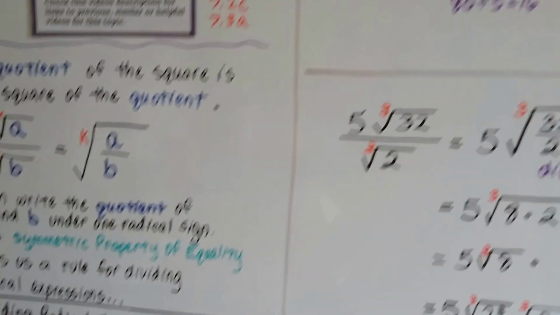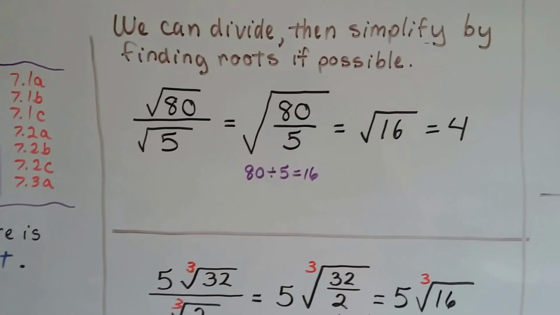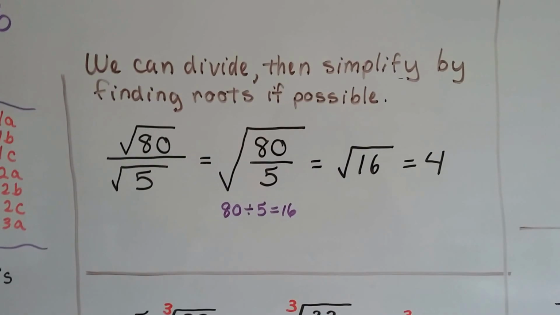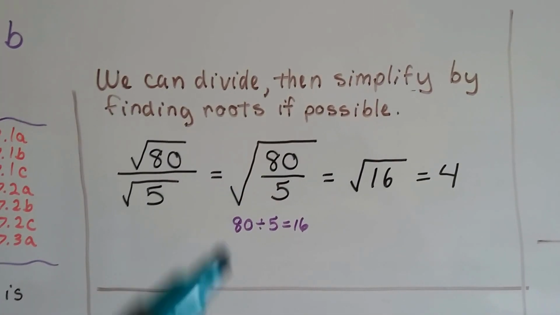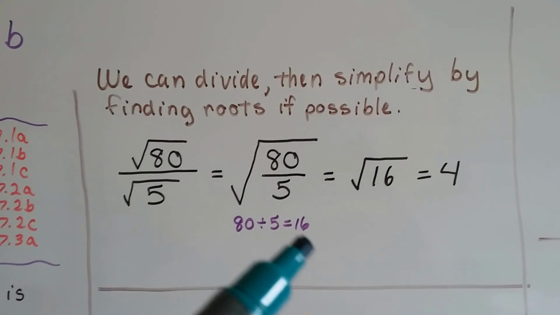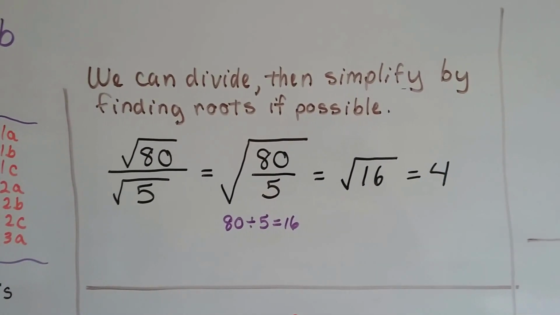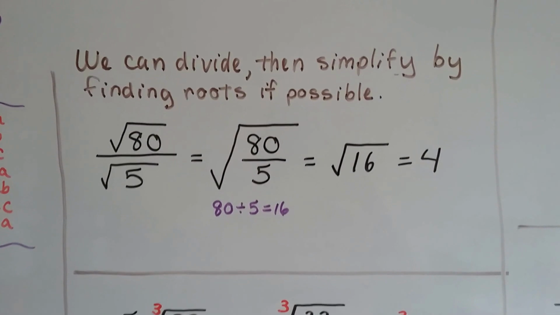All right, so let's see what we've got here. We can divide then simplify by finding roots if possible. I think you're going to get this. This is pretty easy. We can write them under one radical symbol. We divide 80 by 5 and get 16. The square root of 16 is 4. Wasn't that easy? Let's try a cube root.